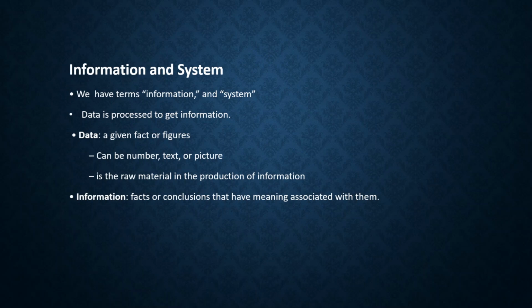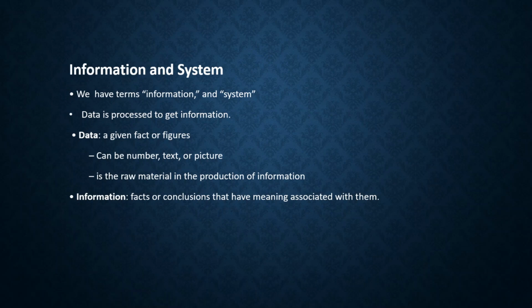For example, a number 128, you may call it data. It does not have any meaning associated with it. But if that 128 refers to a student register number, an agent number, or an employee number, and so on, then it will be information. That means information has implicit meanings associated with it.